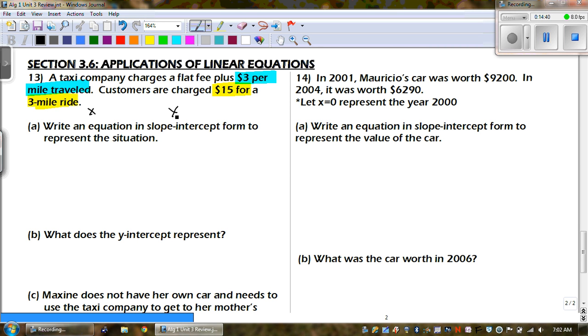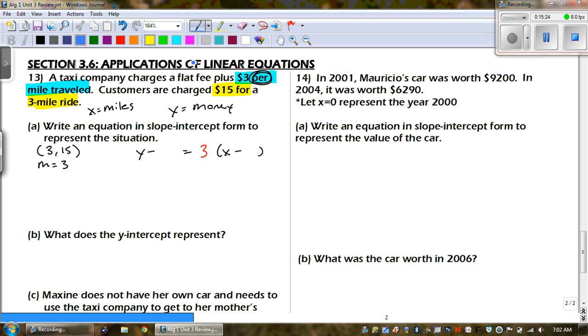So just remember, we got to figure out what X is and what Y is. Y, we always said, is money. And in this example, X is going to be miles. Okay? So write an equation in slope-intercept form to represent the situation. Well, if it's in the same sentence, it's going to be a point, and 15 and 3 are all together. So 3 is my miles, so that's my x, and then y is 15. And that other number, $3 per, that's telling me that's what my slope is.